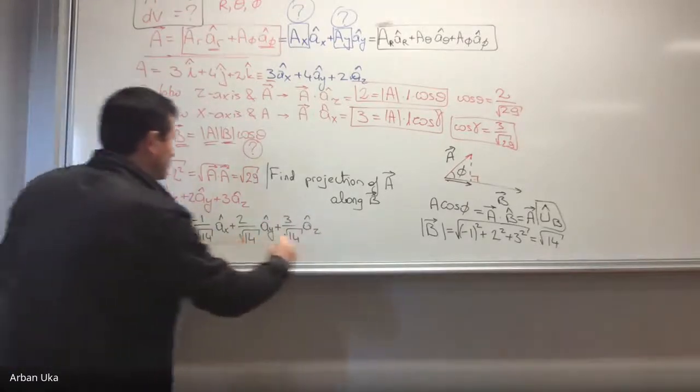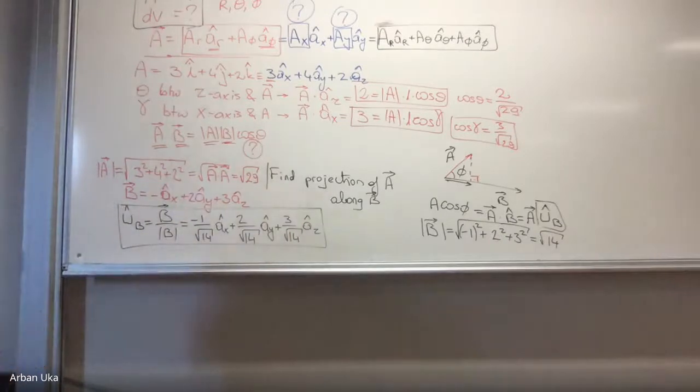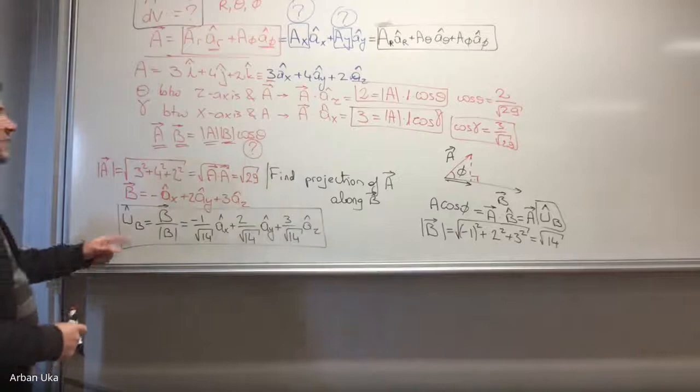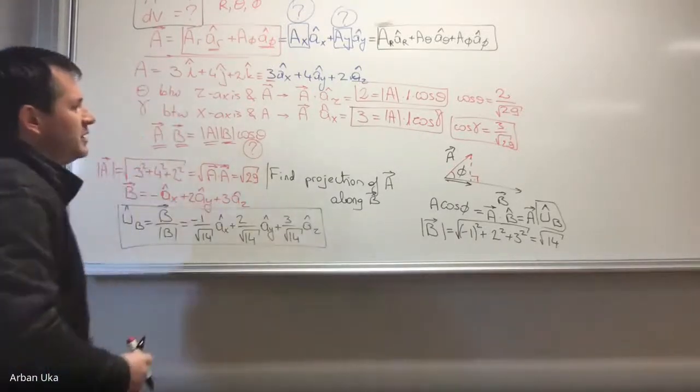Okay, that's good. Then now we know this unit vector, and we can now answer this question. Find the projection of A along B.